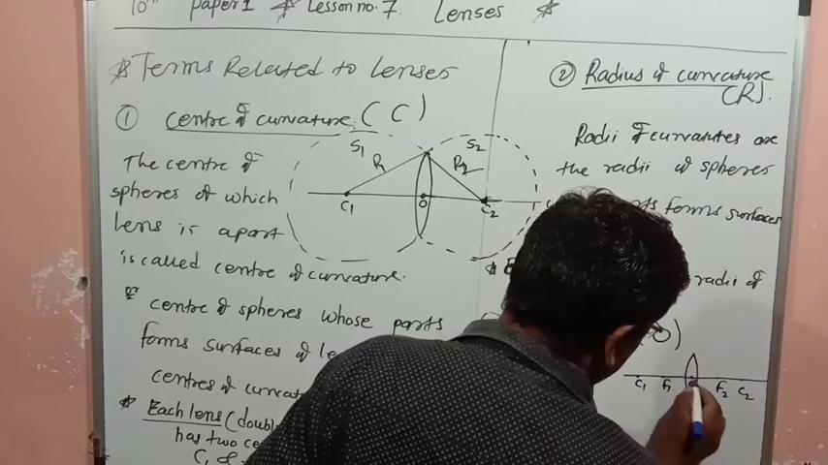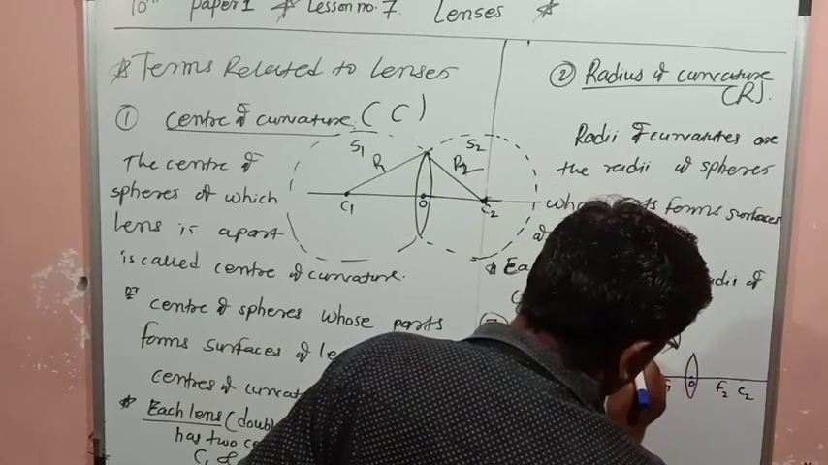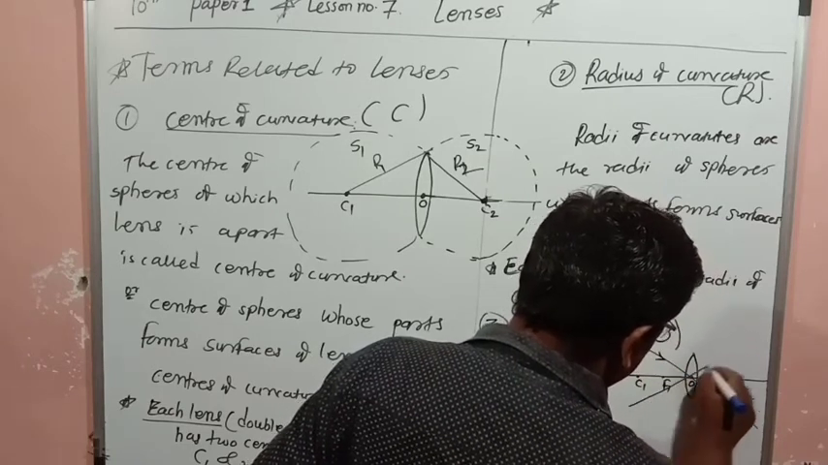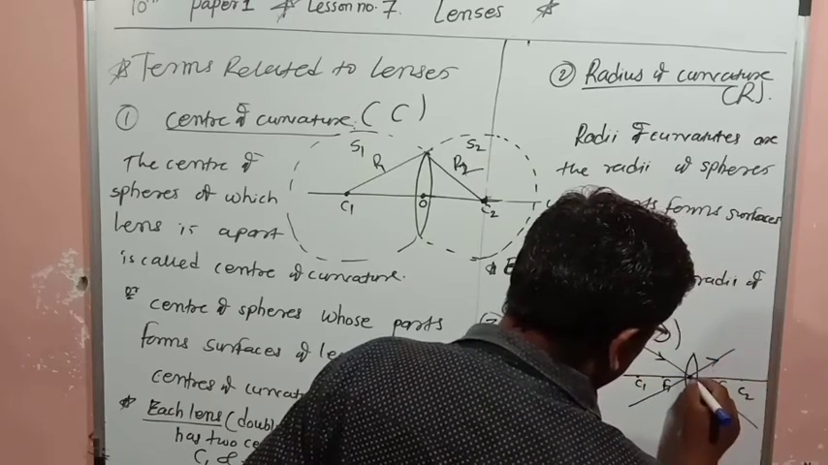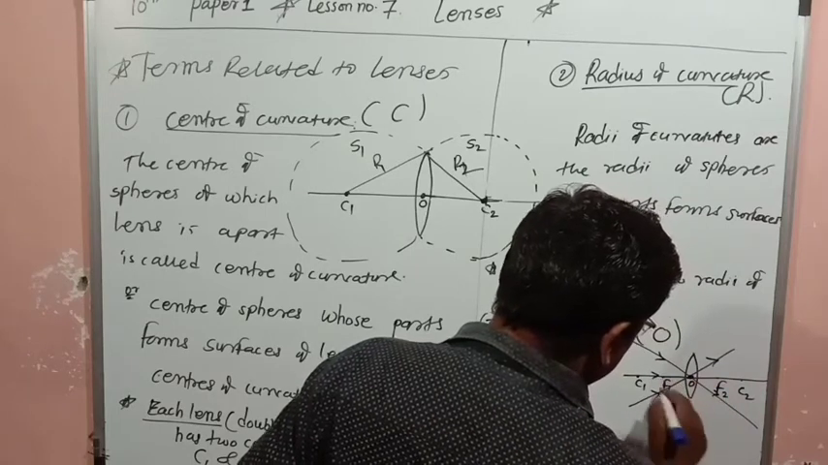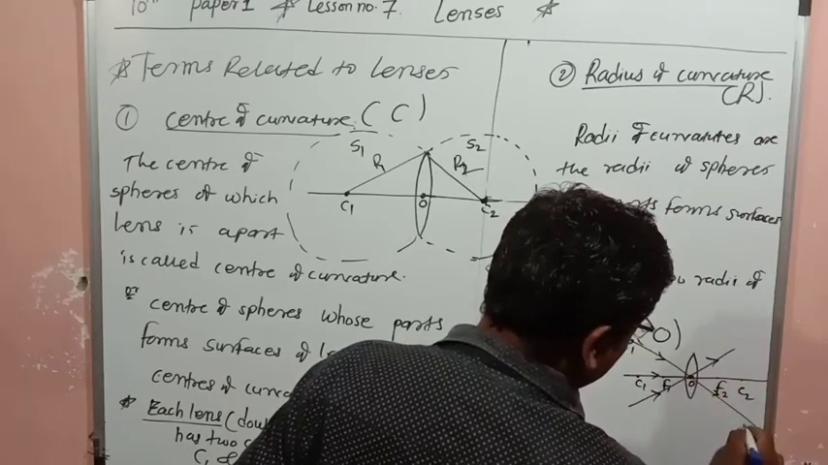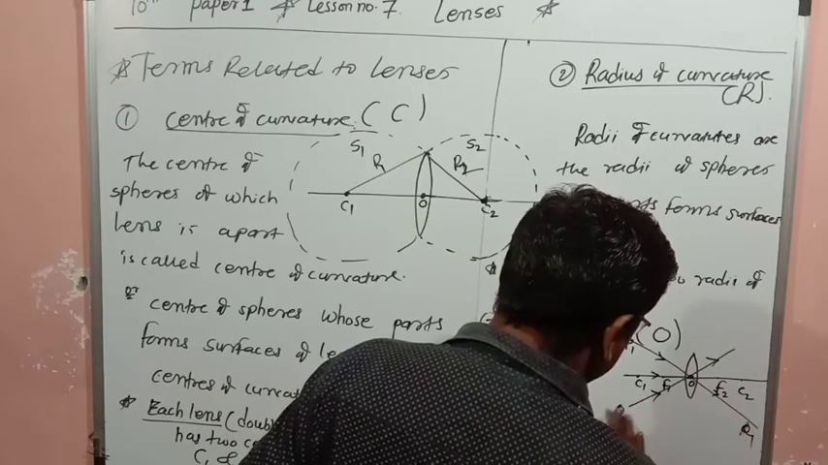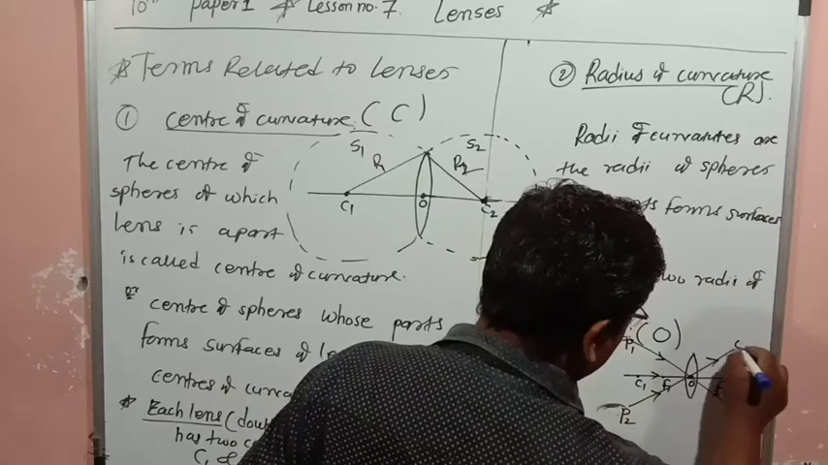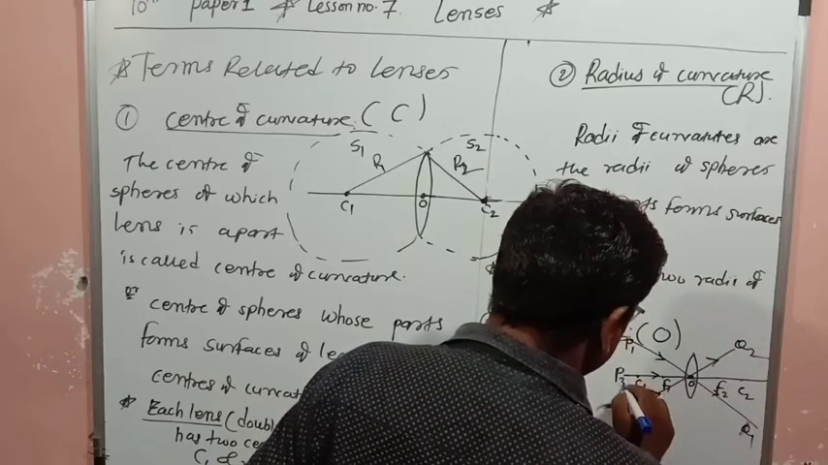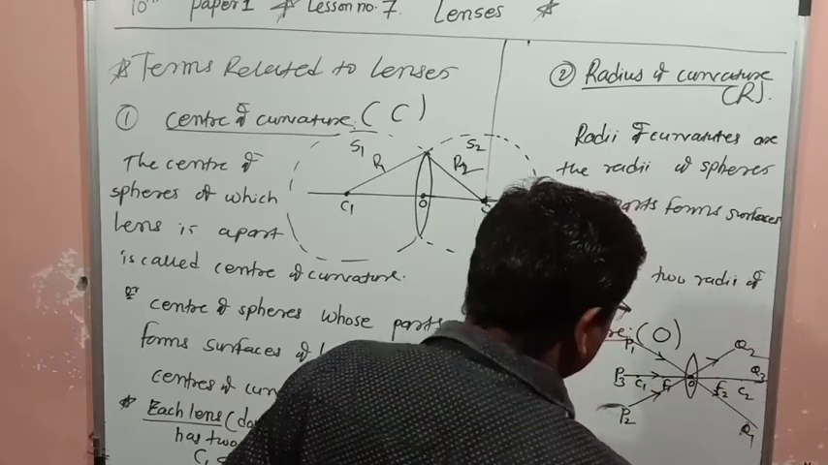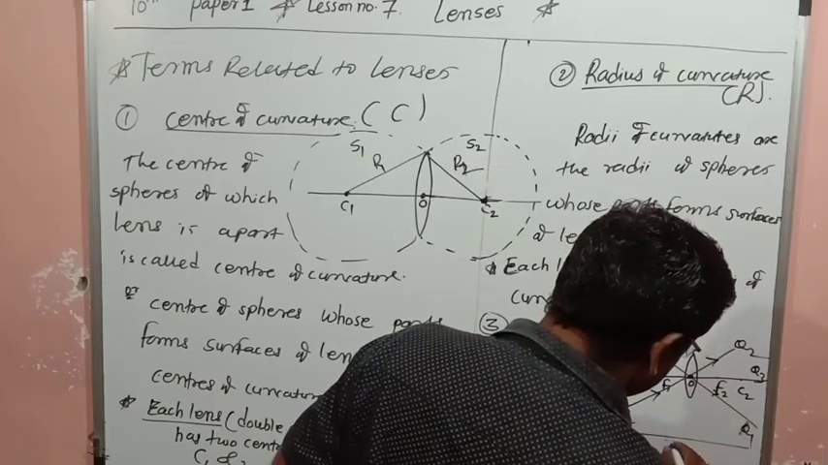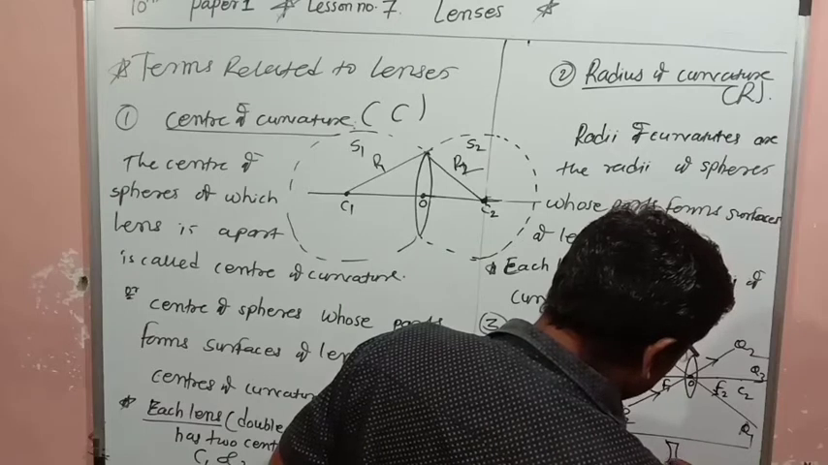Suppose you take one light ray like this way, it is going straight. Another light ray you will take like this way, it is passing through the optical center. So suppose you take P1, Q1, here P2, Q2, and here P3, Q3. Again, take another diagram, a concave lens.